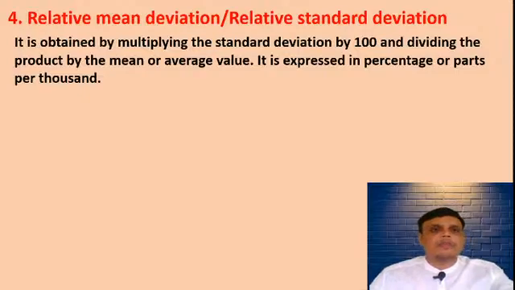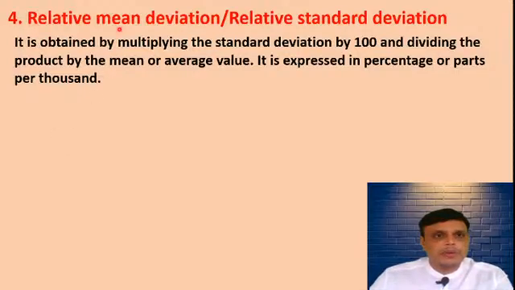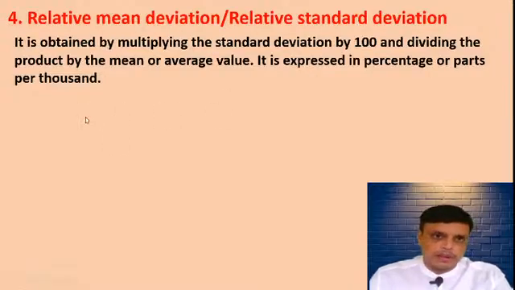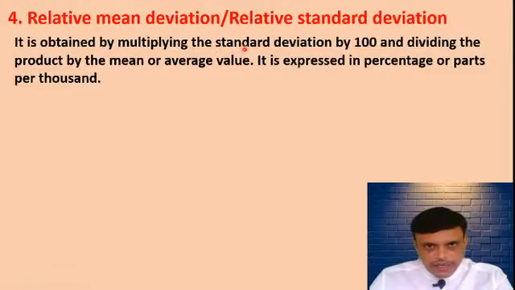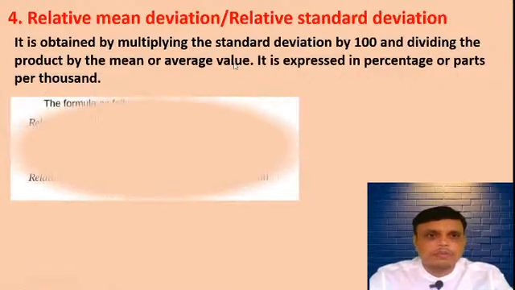क्या है last topic? Last topic is relative mean deviation or relative standard deviation. Write down the definition of this topic. Relative mean deviation is obtained by multiplying the standard deviation by 100 and dividing the product by the mean or average value. It is expressed in percentage or parts per thousand.